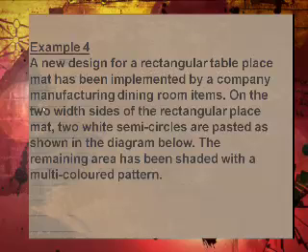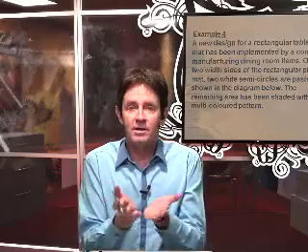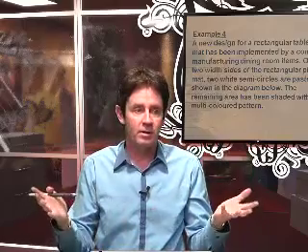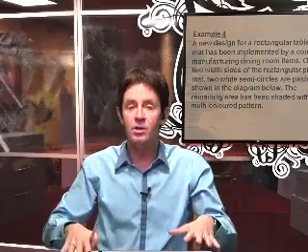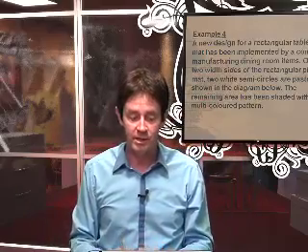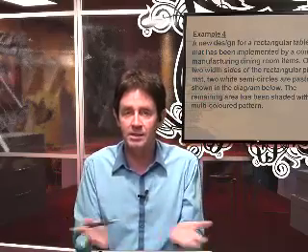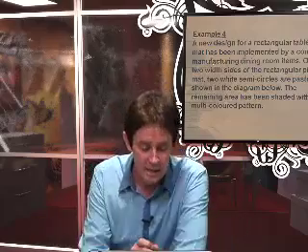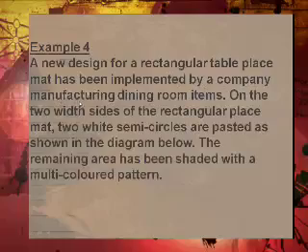A placemat, by the way, is like a little plastic rectangular object that you put on the table when you could put your food on that as well. Okay, so it's like a placemat. They call it, it's like a little plastic mat. And it's been implemented by a company manufacturing or making dining room items. That's for where you eat.